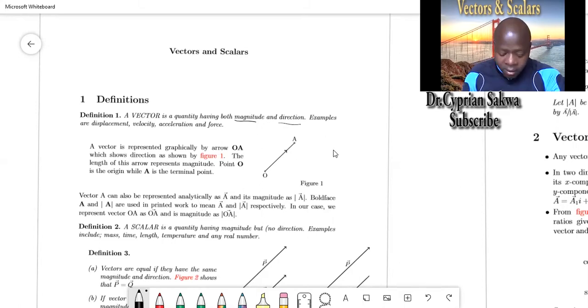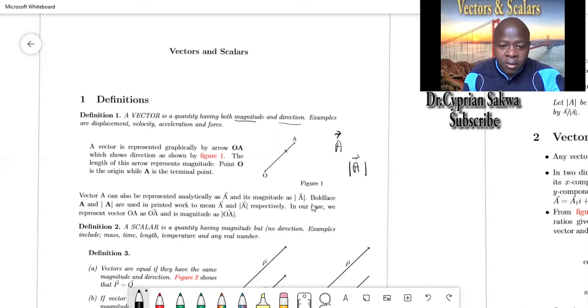So analytically, to represent a vector A, we represent it with A with an arrow above it, so that means it's a vector. And the magnitude of this vector, we represent it by this. So this means the magnitude of A. A vector can also be represented analytically by A with an arrow above it, and its magnitude will be represented by this. So this is the magnitude of vector A.